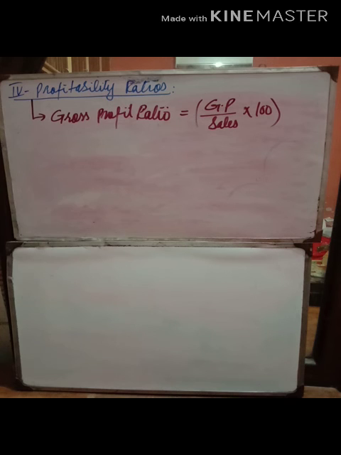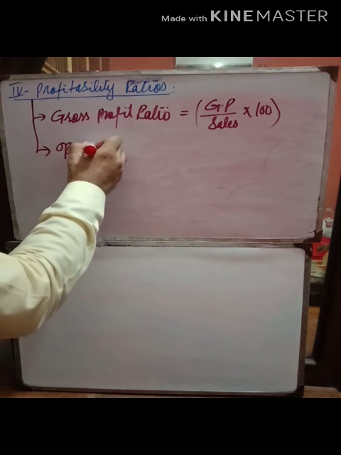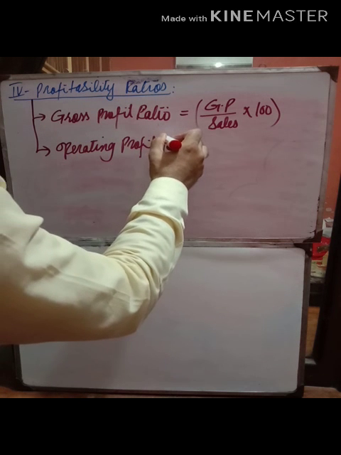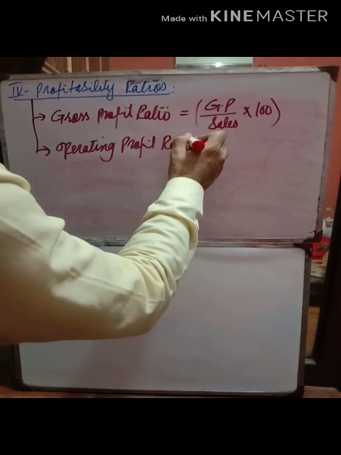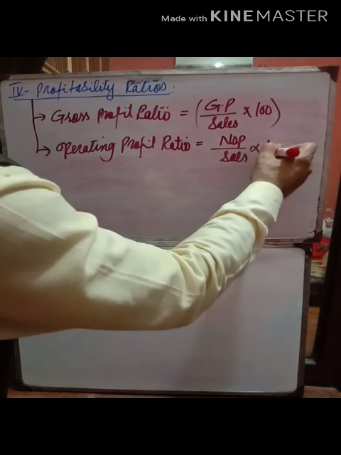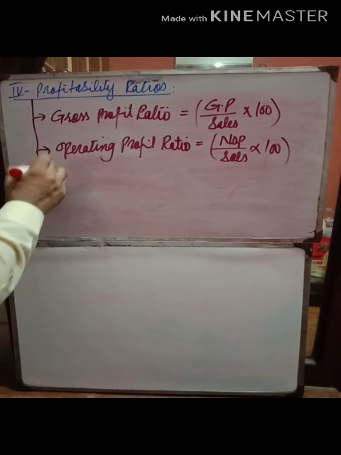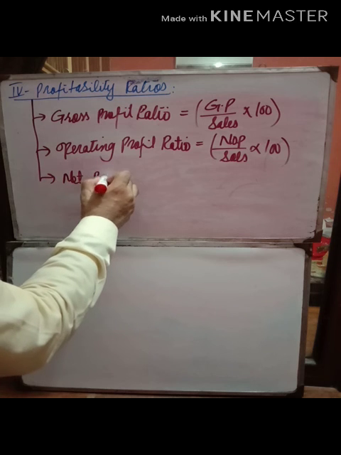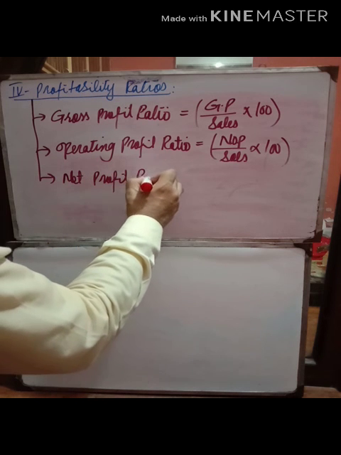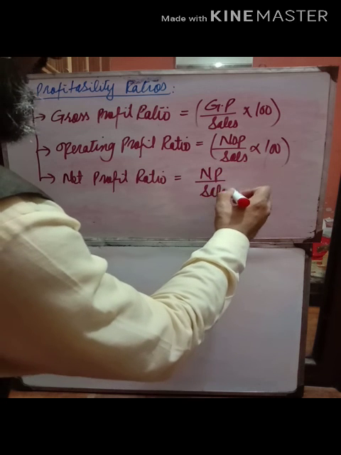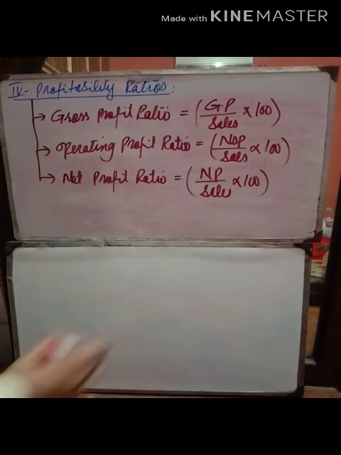After gross profit, we have the operating profit ratio or operating profit margin. Operating profit margin can be calculated as net operating profit or EBIT divided by sales multiplied by 100. After operating profit, we have a ratio to calculate net profit margin or net profit ratio. So net profit ratio can be calculated as net profit divided by sales multiplied by 100.